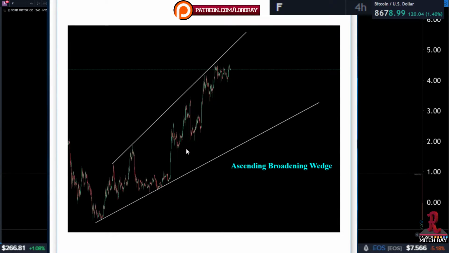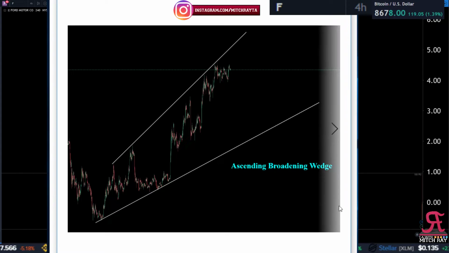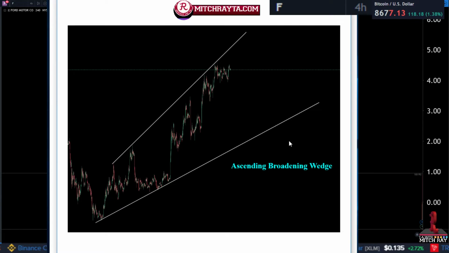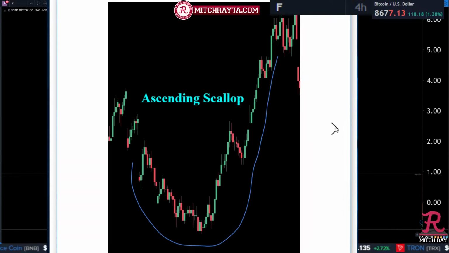All right, ascending broadening wedge. Two diverging upsloping trend lines, with the top trend line's ascent steeper than the bottom. That's a characteristic of it. Normally Bulkowski wants 3 touch points on each side, so this may not even have been the best example. This was just Litecoin. 1, 2, 3, and 4 on the top. We sold off here, but we just kept going. It's Litecoin earlier this year. The inverse of this is the descending broadening wedge.